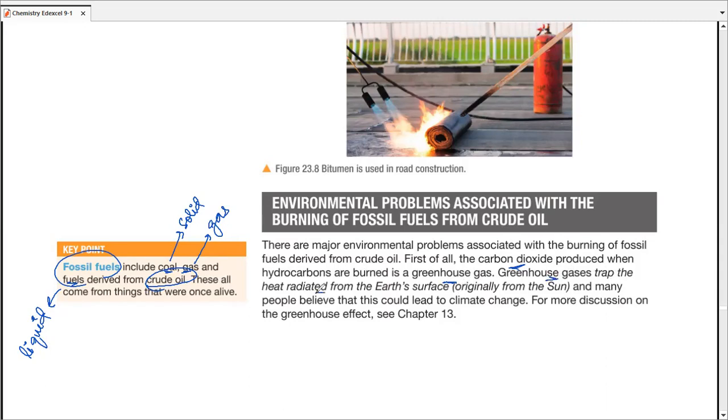Greenhouse gases, what do they do? They trap the heat radiated from the Earth's surface, originally coming from the sun. And actually, a lot of people believe that it is leading to the climate change we're currently having. It is trapping more and more heat energy from the sun. It is warming up the entire planet, which we call global warming.